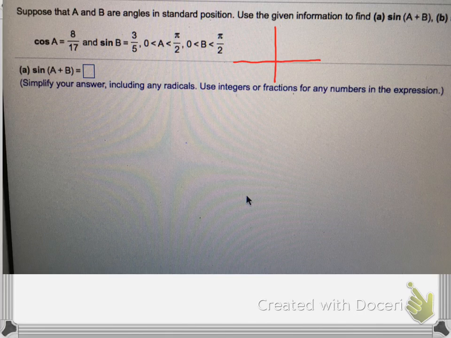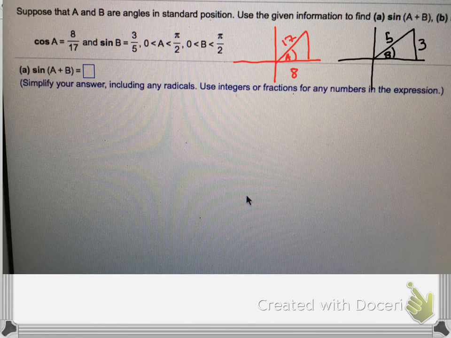A is between 0 and pi over 2, so A is in quadrant 1. So here's A, and the cosine of A is 8 over 17, adjacent over hypotenuse 17, so that's angle A. Now we're looking for angle B. Angle B is also in quadrant 1, and I make my right triangle. The sine is 3 over 5, so let me put a B here. The sine is opposite over hypotenuse, so the side opposite is 3, and the hypotenuse is 5.